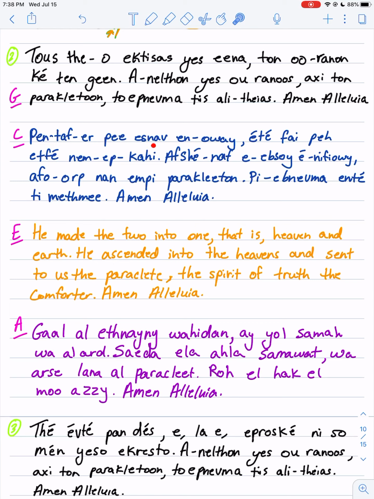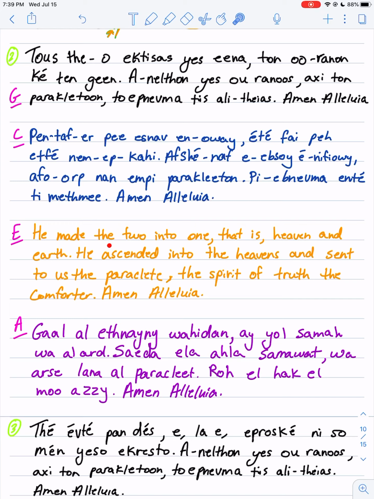Pentafer pisnaven awayetefai petfenemebkahi aveshenaf ebshoye nifiowi af orpenanem piparakliton tu ebnevama enteti methmi. Amin. Alleluia.